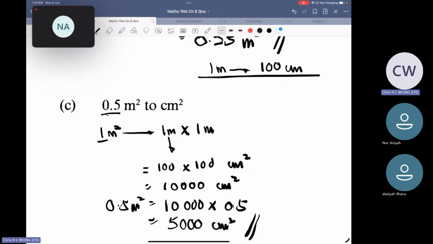Big to small is easier. When you are converting a big unit to a smaller unit, like meter to cm, it is easier. But when you convert small to big, it is very difficult to do the reverse.